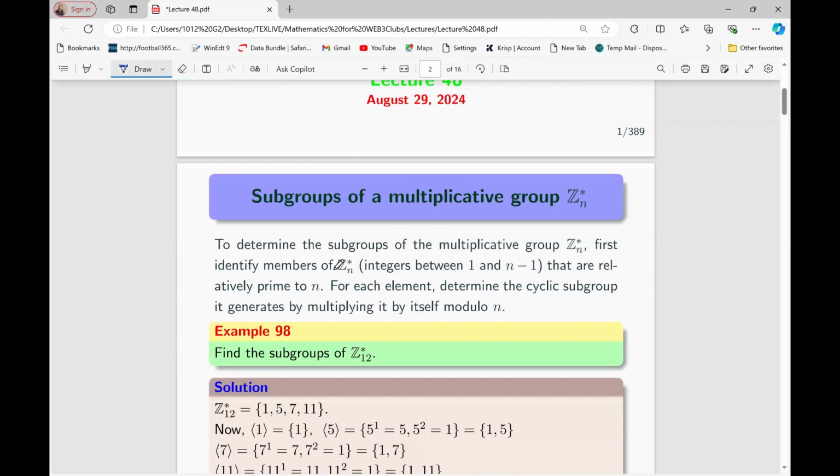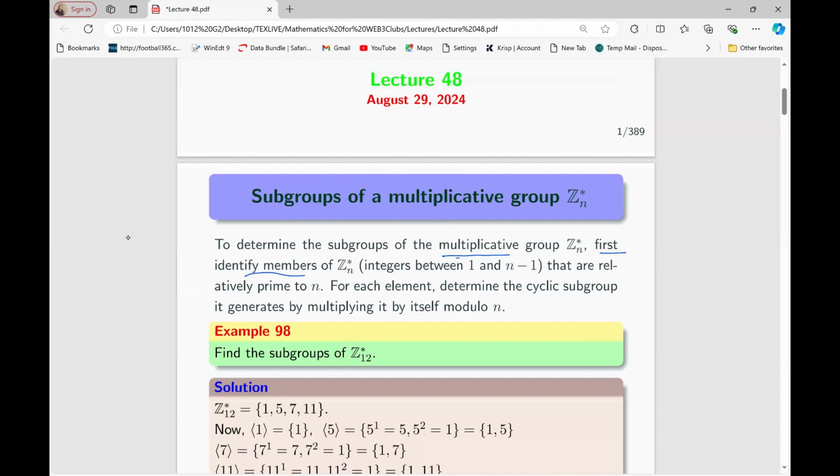Before we look at the examples, I've stated how we'll be doing that. For us to determine the subgroups of a multiplicative group, the first thing we will do is to identify the members of the group, the elements of that group. We know that the members of this group are integers from 1 to n minus 1 which are relatively prime to n. So we shall first find those integers.